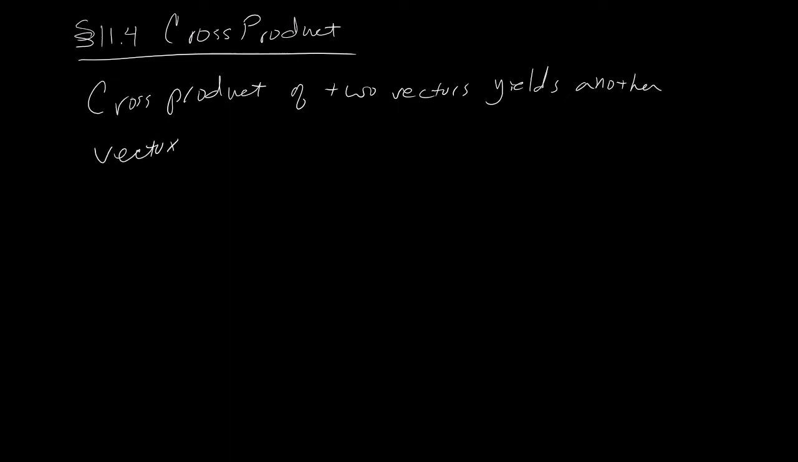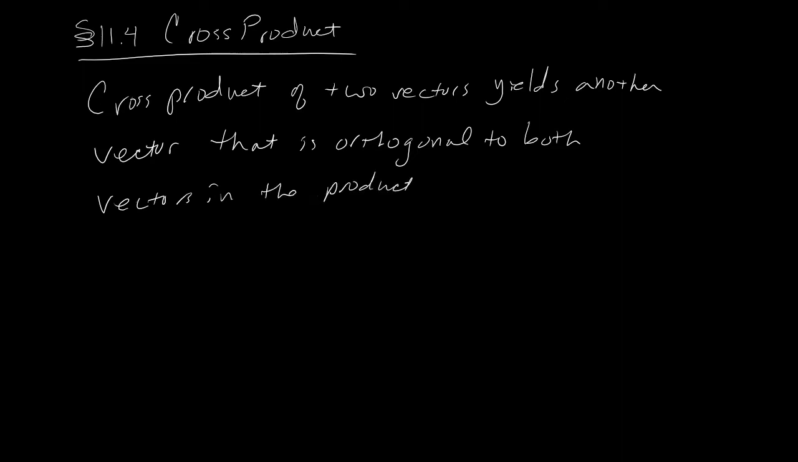And the cool thing about this vector is that it is orthogonal to both of the original vectors in the product. So it's perpendicular to both of them. If I have two vectors in space, we can find a plane that both of those vectors are contained in, and when we cross them, we get a vector normal to that plane, or orthogonal to that plane. So the cross product gives us a vector that is perpendicular to both of the original vectors.